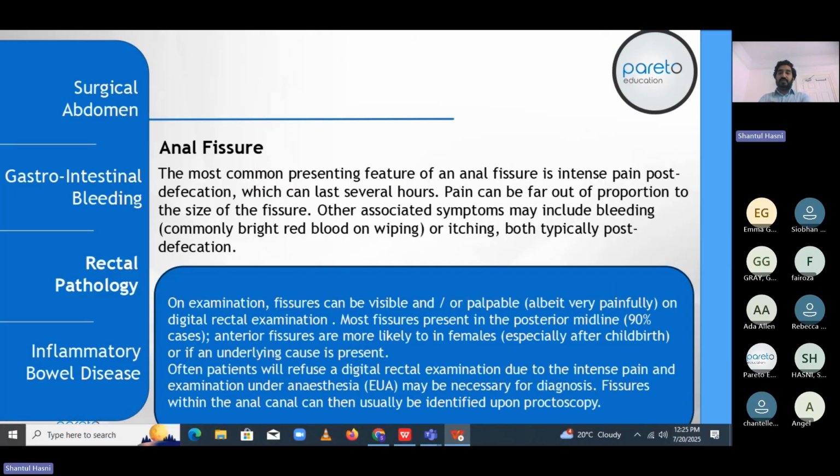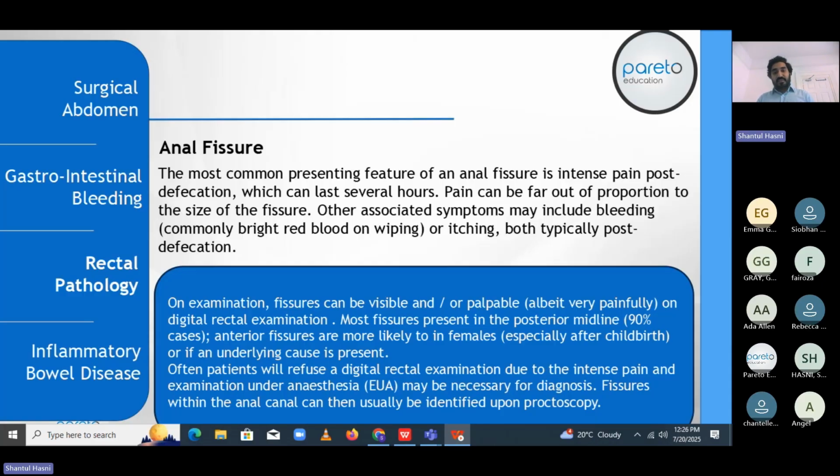The most common presenting feature is intense pain post-defecation, which can last several hours. And obviously with that pain, the patient drinks less water, eats less, becomes more dehydrated, becomes more constipated. So it increases that vicious cycle of constipation causing anal fissure pain causing constipation, and it's a very vicious cycle. And itching.